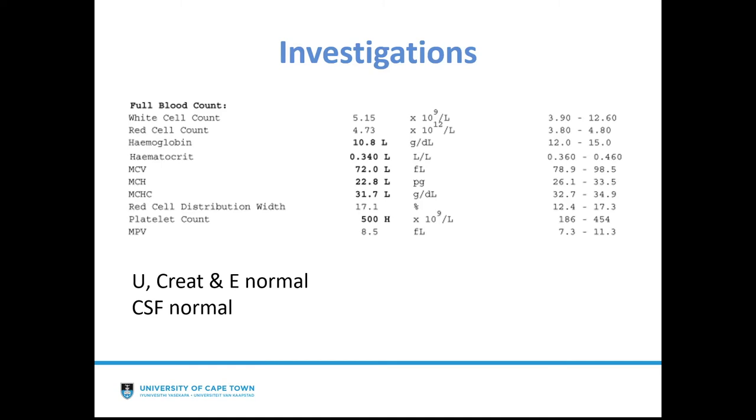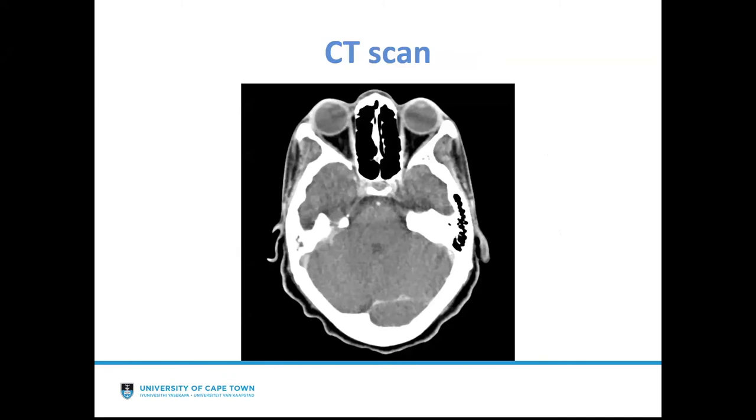So this is just an axial view of a CT scan, which demonstrates a slight filling defect on the right sigmoid sinus. Of course, the gold standard is an MRI venogram if you're trying to demonstrate a sigmoid or lateral sinus thrombosis. But basically, this was our working diagnosis.